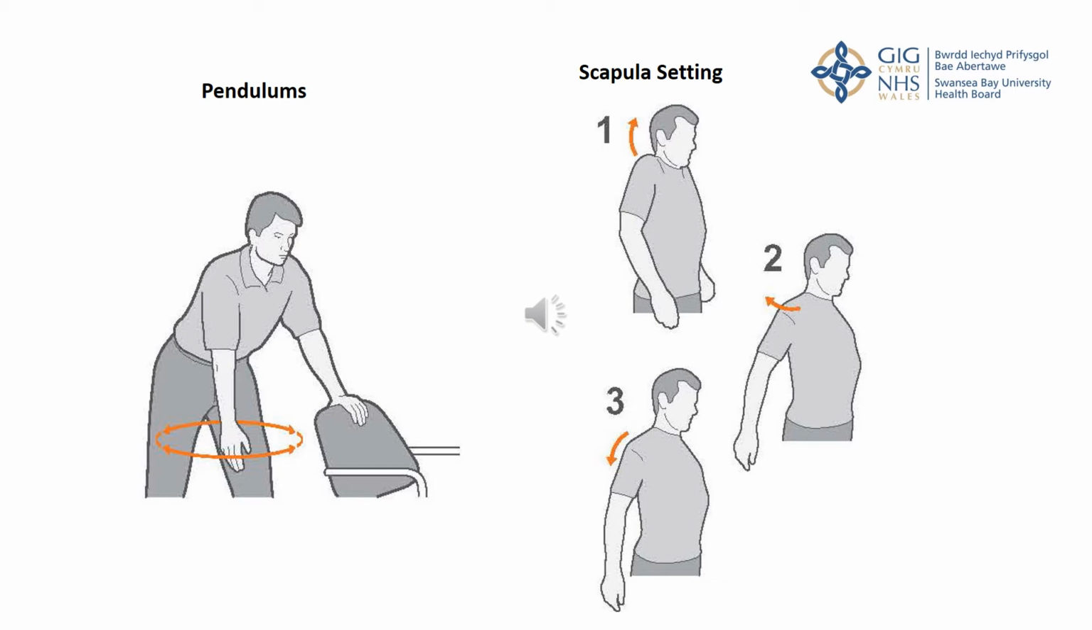The scapular set-in exercise is where you pull your shoulder blades back and together. This assists with posture and stretches the muscles at the front of your shoulder. Aim to complete these exercises up to 3 times a day. Repetitions may vary, but ensure that you start gentle and increase these as able.